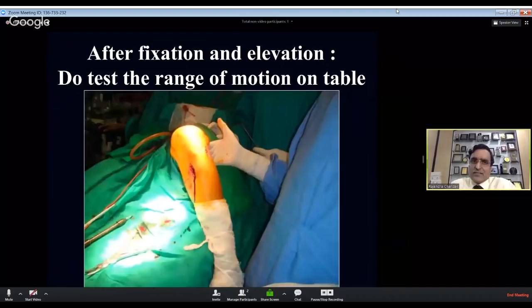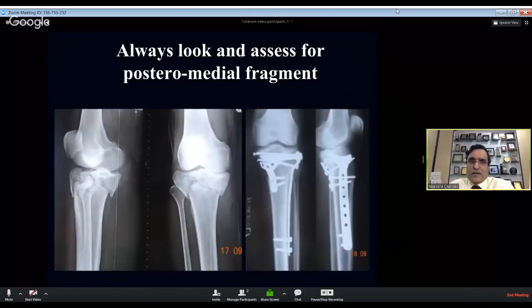After fixation, friends, and elevation, we test the range of motion and stability. We should not have any crepitus, the alignment should be fine, the reduction should be fine, and if oblique plane instability is there, we should notice it at this point of time. Always look and assess for a posterior medial fragment. In planning for fixation, if there is a posterior medial or a posterior lateral fragment, that should be planned at the very beginning, and we must provide an effective buttress from the posterior aspect.